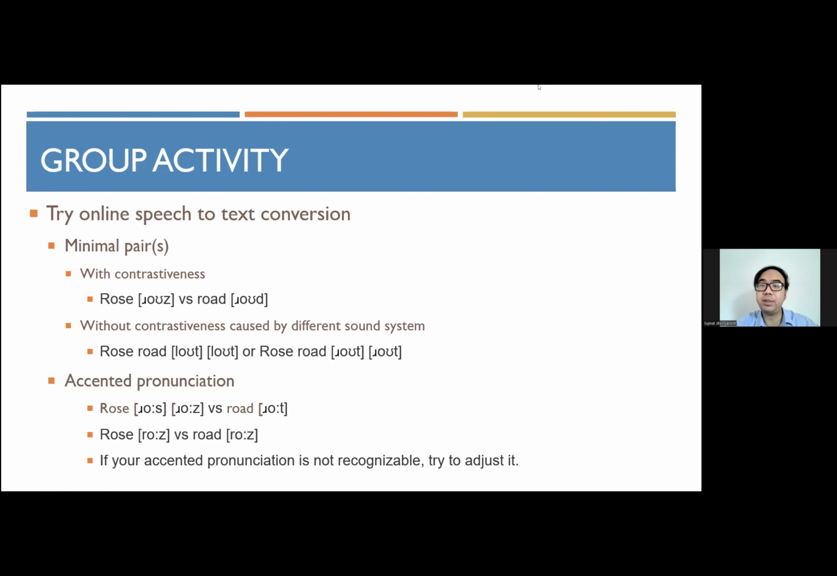And next, pronounce it with accented pronunciation. First one is rose or rose and road, and rose and roads. It should be the sound. Sorry, it should be the sound.